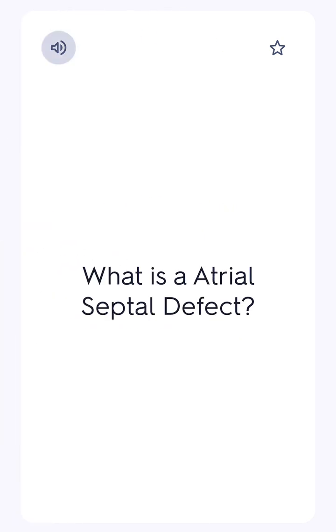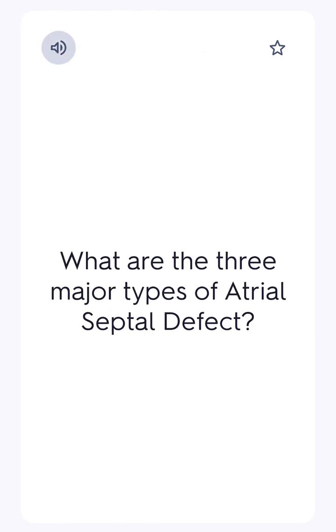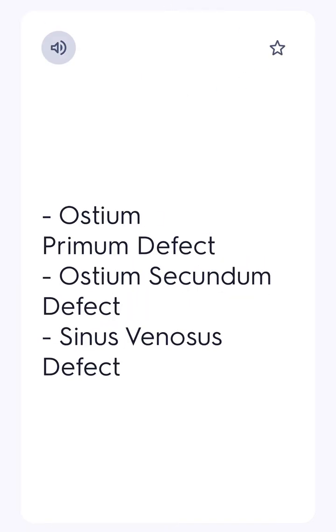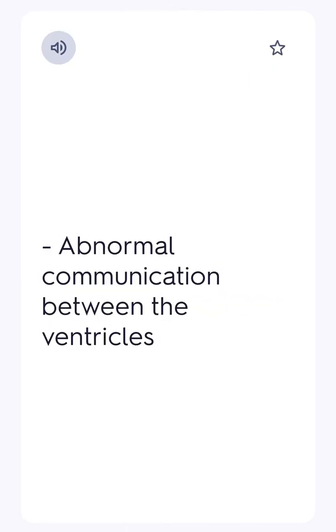What is atrial septal defect? Abnormal opening between the atria. What are the three major types of atrial septal defect? Ostium primum defect, ostium secundum defect, sinus venosus defect. What is ventricular septal defect? Abnormal communication between the ventricles.